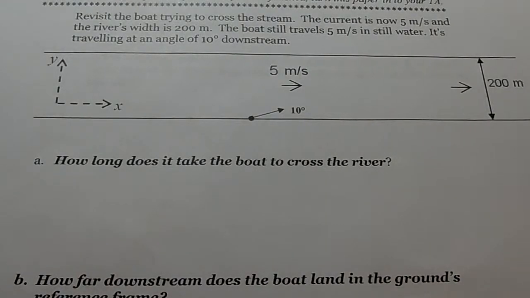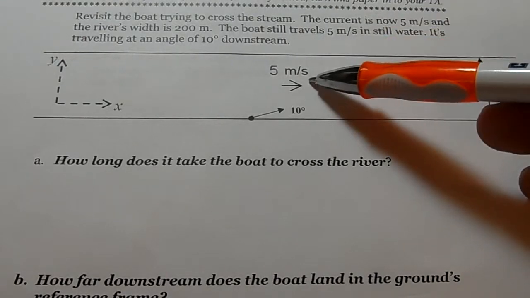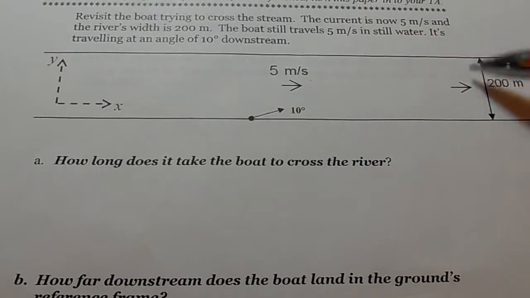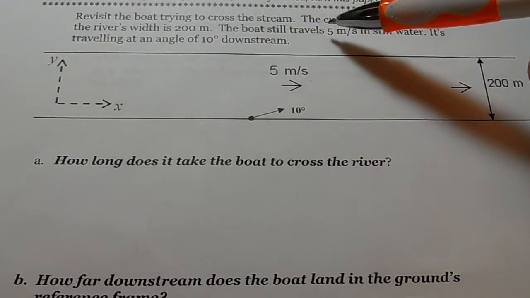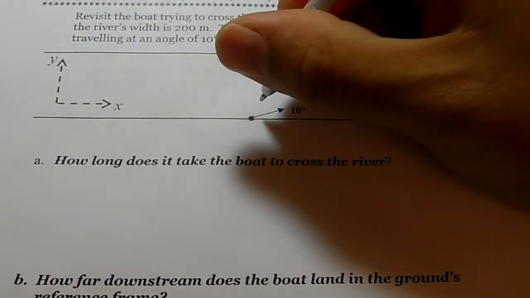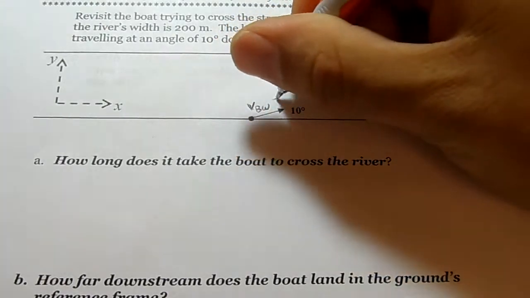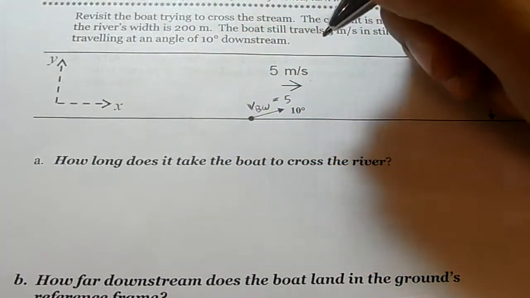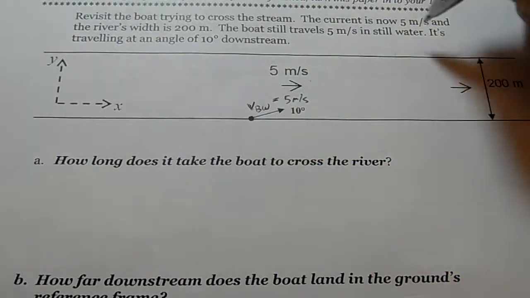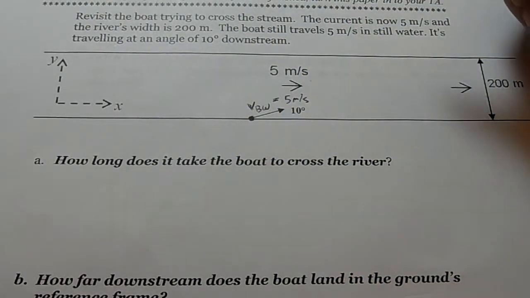So let's look at the problem. It says, revisit the boat trying to cross the stream. The current is now 5 meters per second, and the river's width is 200 meters. We're revisiting in the sense that the worked example was also the same type of problem. So current is traveling at 5 meters per second to the right, 200 meter width of the river. The boat is traveling at 5 meters per second in still water, so if I label this as V of the boat with respect to the water, it has a magnitude of 5 meters per second, and it's traveling at an angle of 10 degrees downstream.